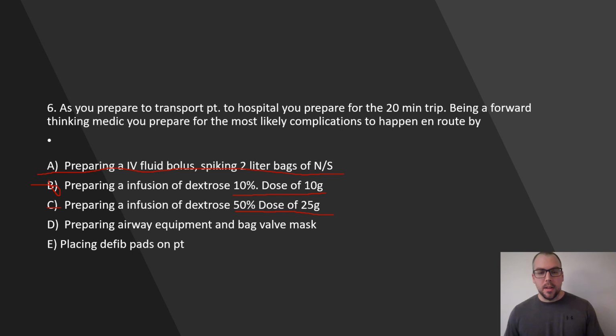Prepare airway equipment and BVM, or place defib pads on patient. Well, this comes down to what's going to kill somebody if they have a seizure, and it's airway complications. So the answer is D. You won't have a seizure and just go into VFib. Well, anything is possible, but that's not the likely outcome. So the answer is D.